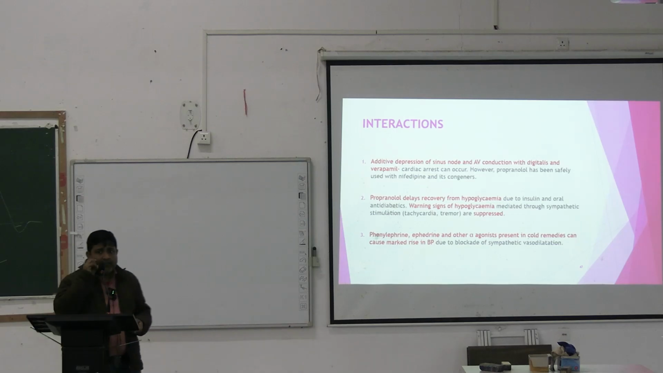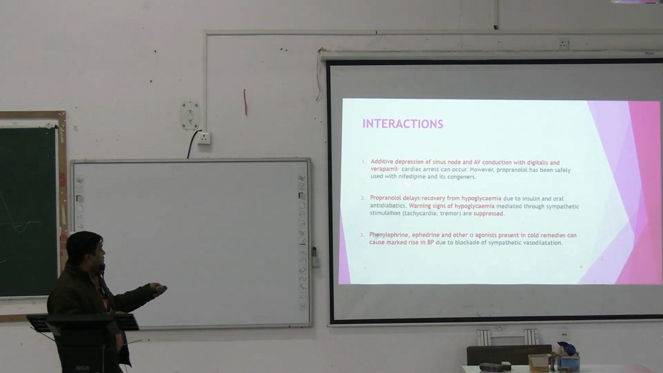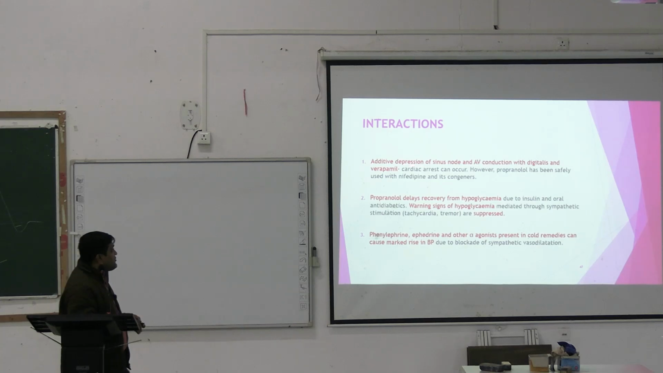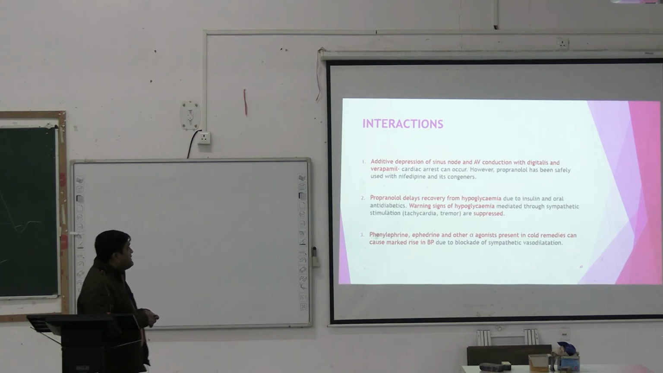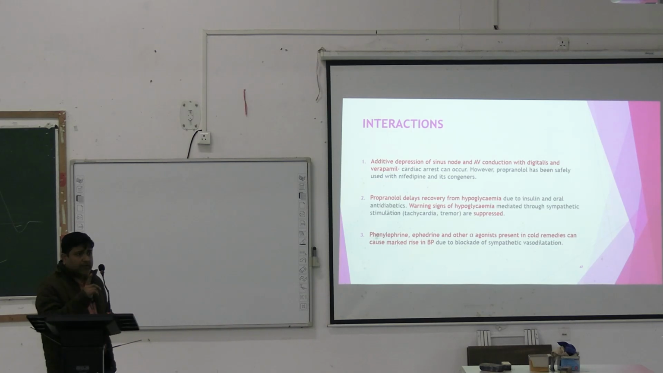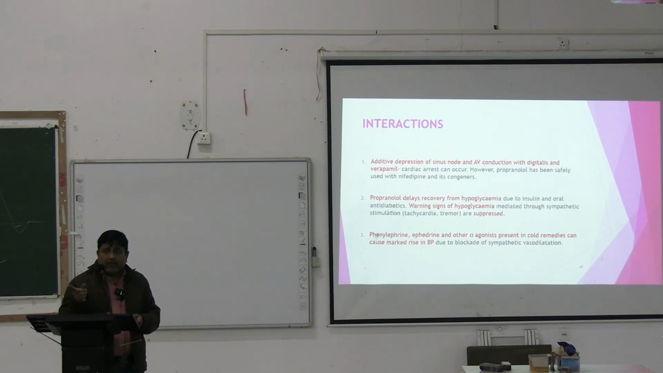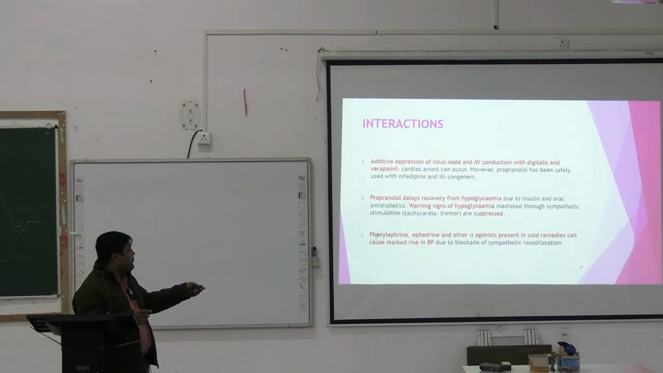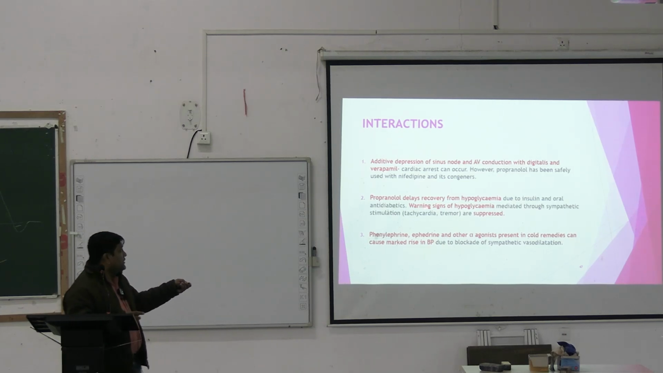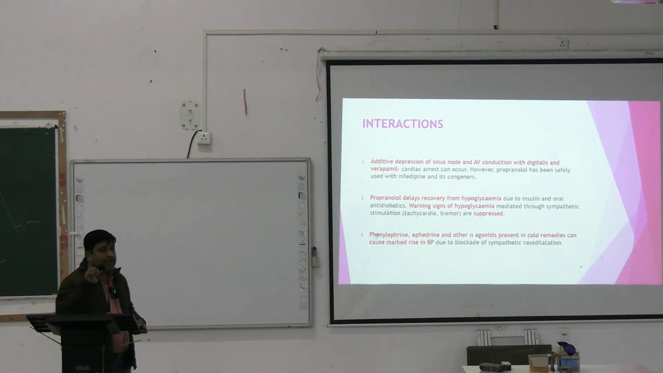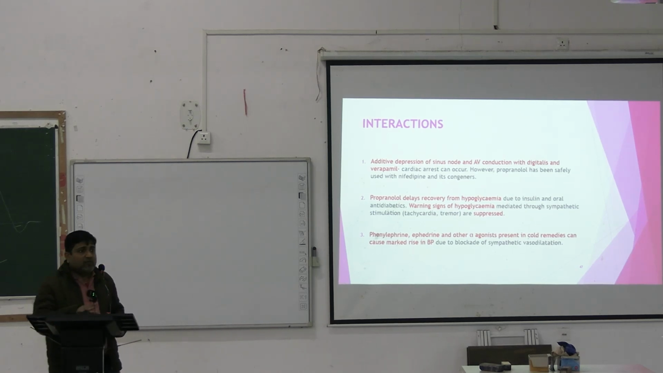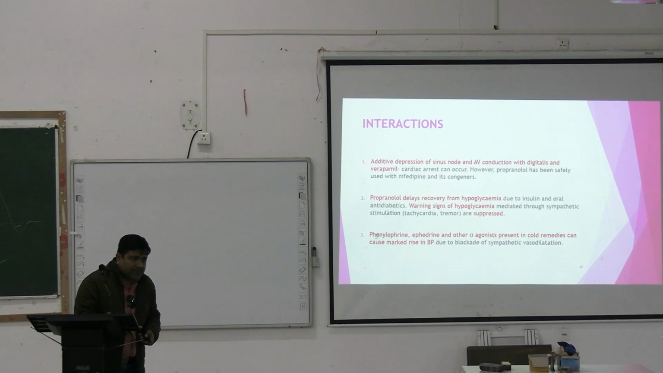Interaction: as we know, it decreases the heart rate and decreases the force of contraction. So, there is additive depression of the sinus node and AV conduction with digitalis and verapamil, number 1. Number 2, as said earlier, it delays the recovery from hypoglycemia and also the warning signs of hypoglycemia are suppressed. So, the drug is not given in diabetic subjects.